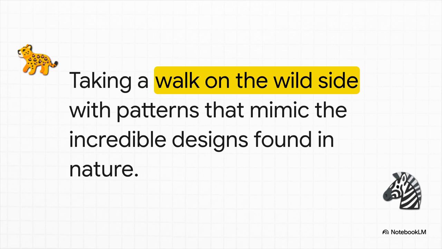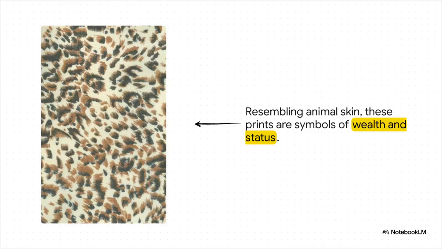And for our final stop on this little tour, we are taking a walk on the wild side with animal prints. These patterns mimic the incredible designs that we find in nature: leopard spots, zebra stripes, giraffe patches. Now, historically, they were a huge symbol of wealth and power because they were made from actual, real animal hides. But today, thankfully, the look is achieved with fake fur, making this primal, eye-catching style accessible to everyone and, of course, much kinder to the animals.